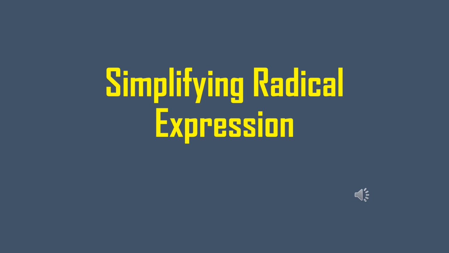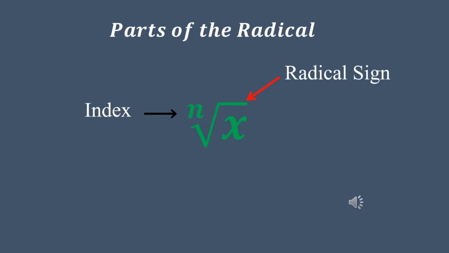Simplifying radical expression. To start our discussion in simplifying radical expression, let's tackle first its parts. Given the nth root of x, where n is called the index, the radical sign, and the x is called the radicand.